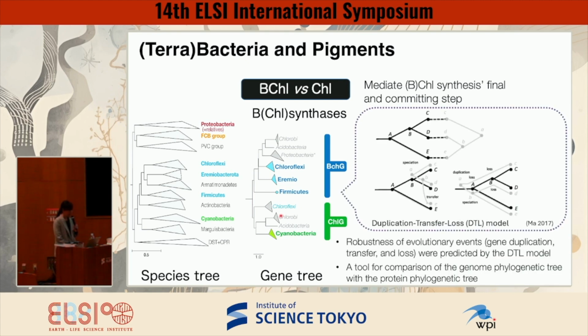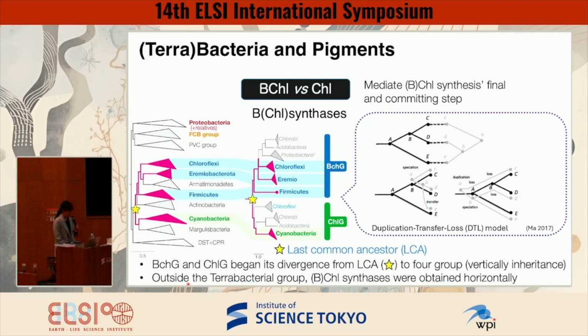To evaluate whether the observed gene tree topology can be explained by vertical inheritance alone, we apply a DTL model that explicitly accounts for gene duplication, horizontal transfer, and gene loss events. This approach allows us to reconcile the gene tree with the species tree and to infer the most likely evolutionary scenarios. By integrating the species tree and gene tree in DTL-based reconciliation, we infer that BCHG and CHLG began diverging from a common ancestor within Terrabacteria, shown here.